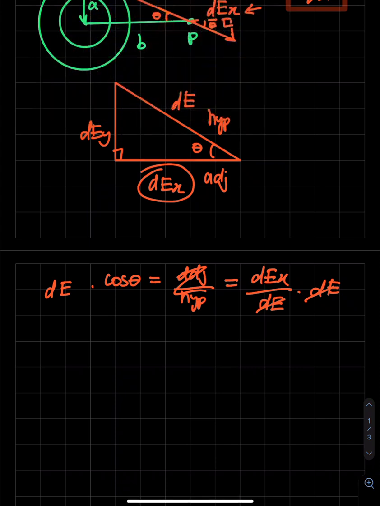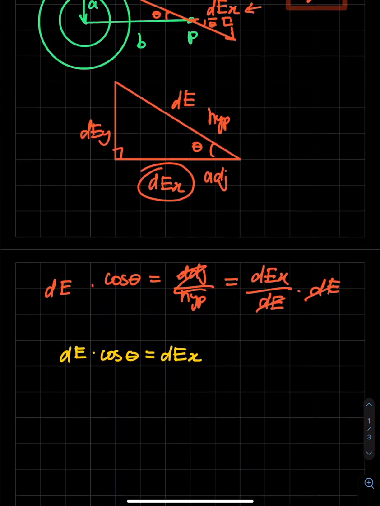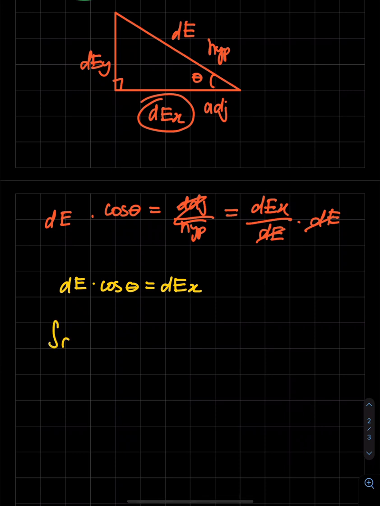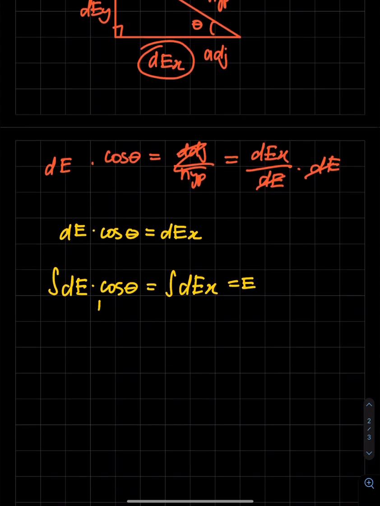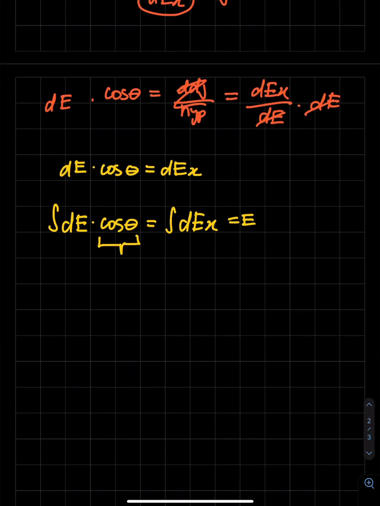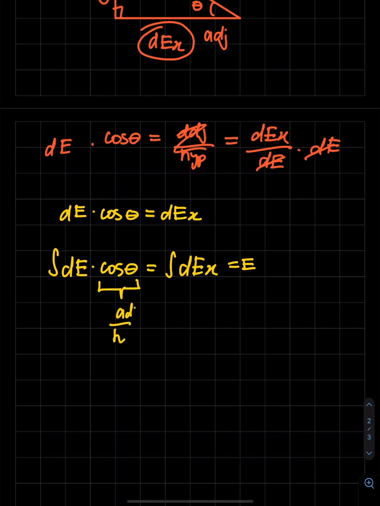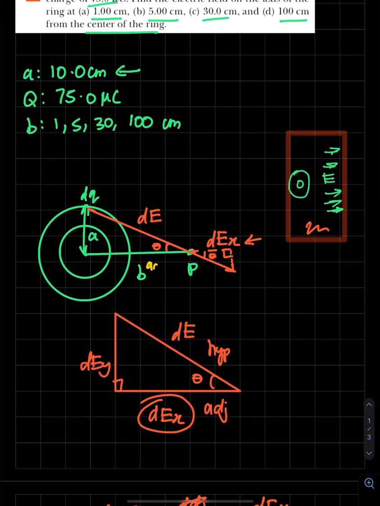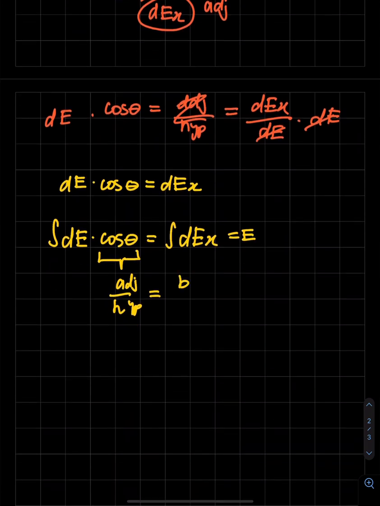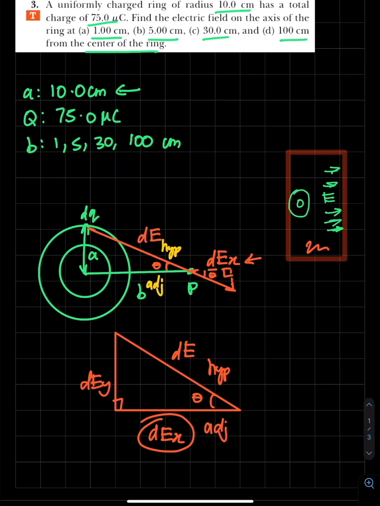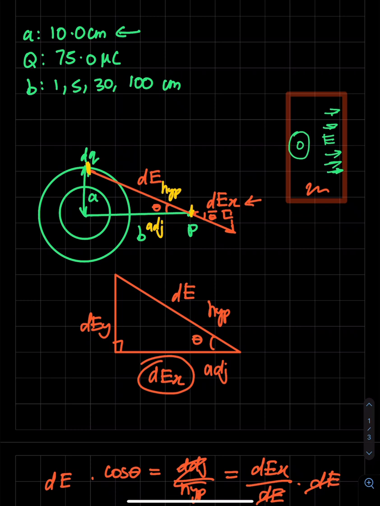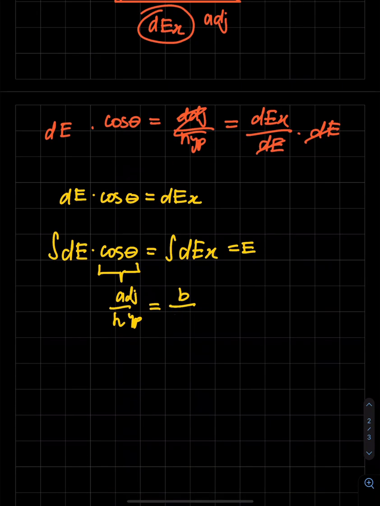Let me change it to a different color. And we can get our relation that if I integrate this, which is equal to this, I get this. Pretty interesting. Now, because they share the same theta, we know that this is adjacent over hypotenuse, which is B over the hypotenuse. In this case, the distance between here and here, we call it r, the distance of dq and P. So let's change it to r.